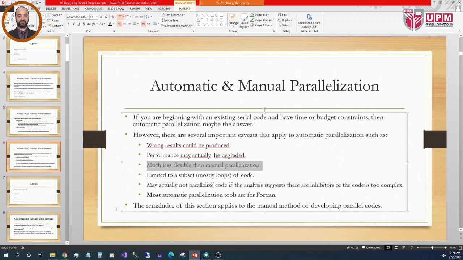Automatic parallelization is limited to a subset, mostly loops. Not all parts of programs will be parallelized. Normally, it is limited to loops or subsets of code, not everything in the code. So it may actually not parallelize the code. If the analysis finds inhibitors or the code is too complex, then the program will not be parallelized.